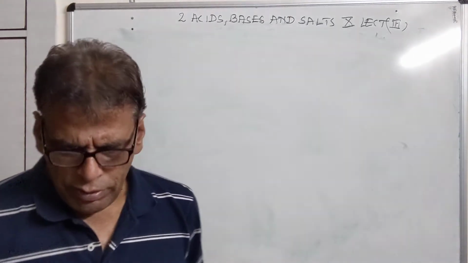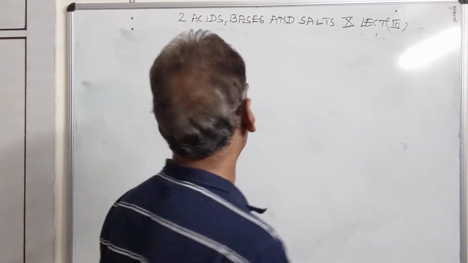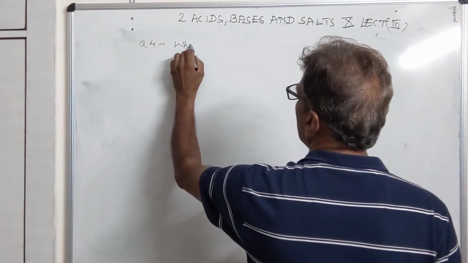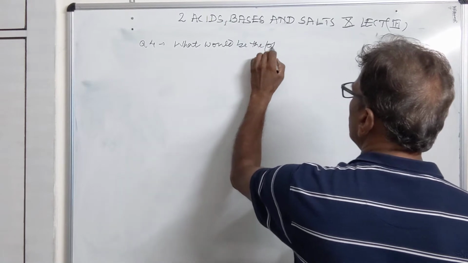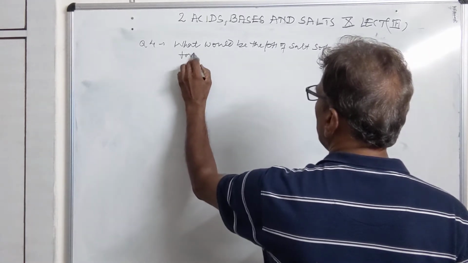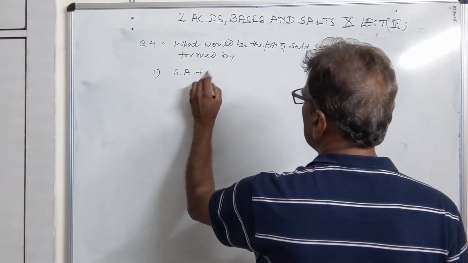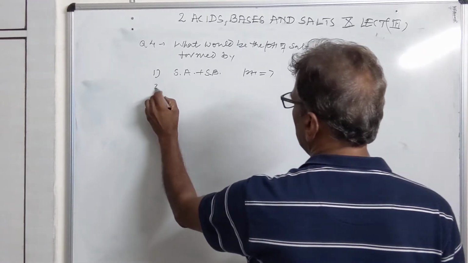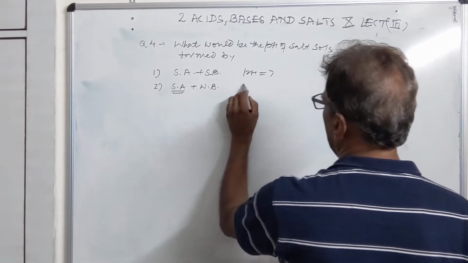Then we want to see the pH of the salt solutions. This is our question number 4: what would be the pH of salt solutions formed by a strong acid and strong base? The pH of this solution will be equal to 7. Then strong acid and weak base, pH will be less than 7.